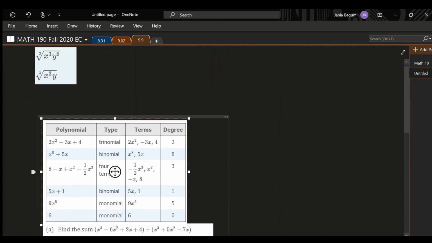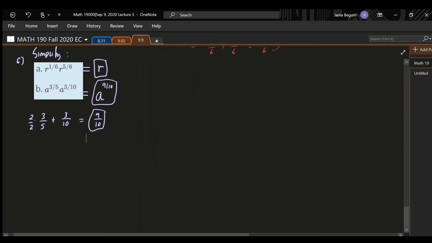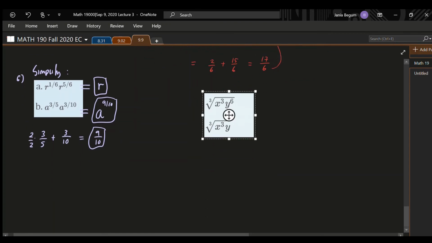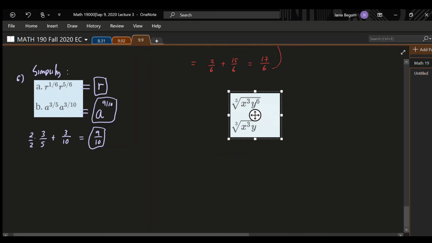So I have a couple more right here. So this is our, let's say, last example, and then we'll do something else. So for this one, we're again using the properties to simplify. So again, the direction is to simplify. So I'll help you out with this one.